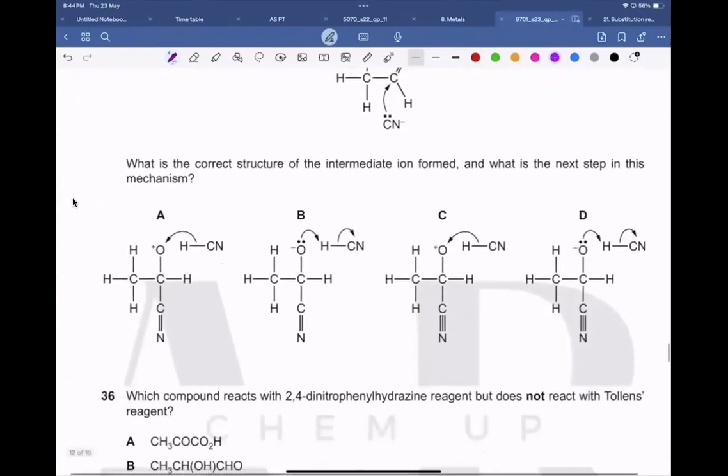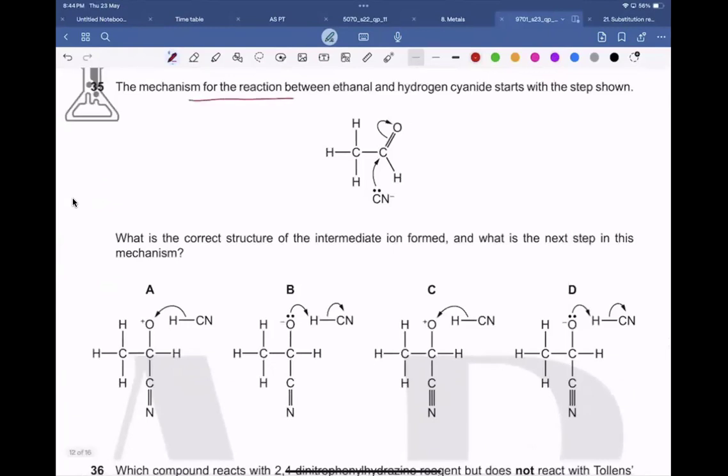Now, question number 35. The mechanism for the reaction between ethanol and hydrogen cyanide starts with the step shown. Yeah, that's correct. Now, what is the correct structure of the intermediate ion formed and what is the next step in this mechanism? So the intermediate ion formed does not have a double bond. So these two having a double bond makes A and B wrong. This is the triple bond that is correct.